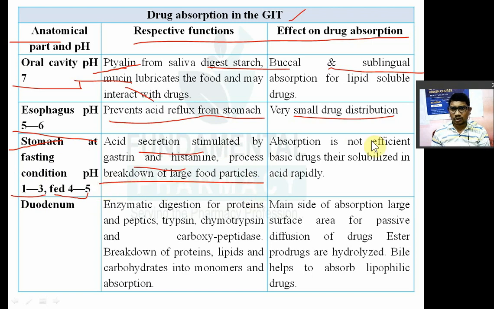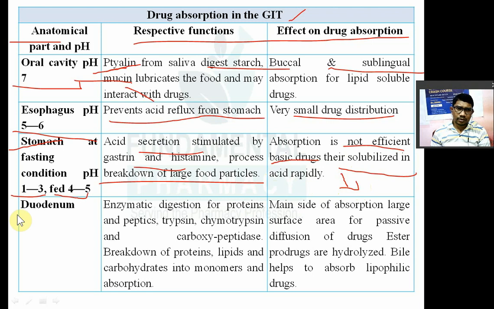Now, absorption is not efficient in the case of basic drugs. Here only weakly acidic drugs will be absorbed, because they are solubilized in the acid rapidly. Because if the drug is basic in an acidic medium, it will ionize. Even the ionized form of the drug is poorly soluble, so it is not absorbed.